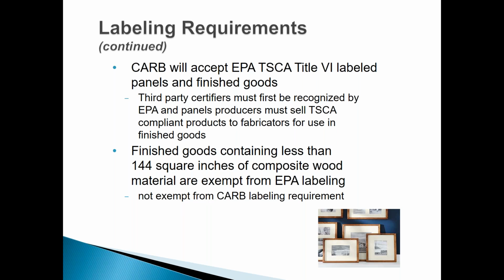Now, there is a difference with regard to small items. Finished goods that contain less than 144 square inches of composite wood material are exempt from EPA's labeling requirements. The composite wood material still is required to be compliant with the emission standards, but EPA does not require a label. California does not have an exemption for labeling of small items. An example would be the picture frames in the photo in the lower right of this slide. Those would be small enough that they wouldn't need a label outside of California, but they'd still have to be labeled in California. Next slide.